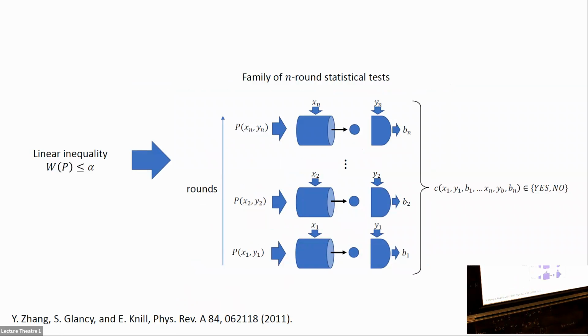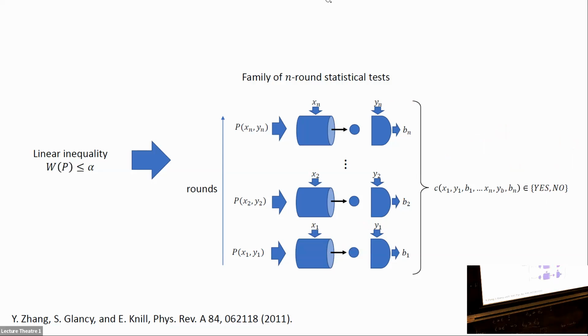And what these people do is the following. Suppose that you give me some linear inequality, a function that is linear in the probabilities. Then these people are able to design a family of n-round statistical tests. An n-round statistical test is a prescription to choose the inputs of each of the experiments, and also some Boolean function of all the inputs and outputs that gives you a yes/no result. Yes means, intuitively, that we have detected a violation of this inequality in the system, and no means that we couldn't detect it.